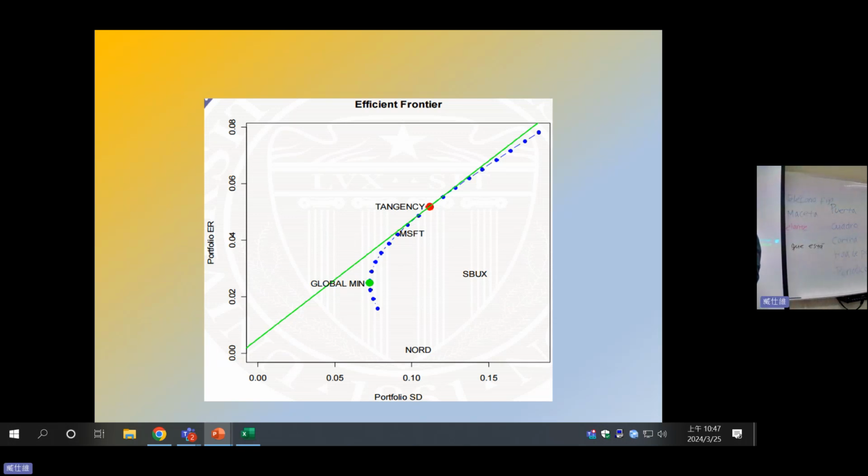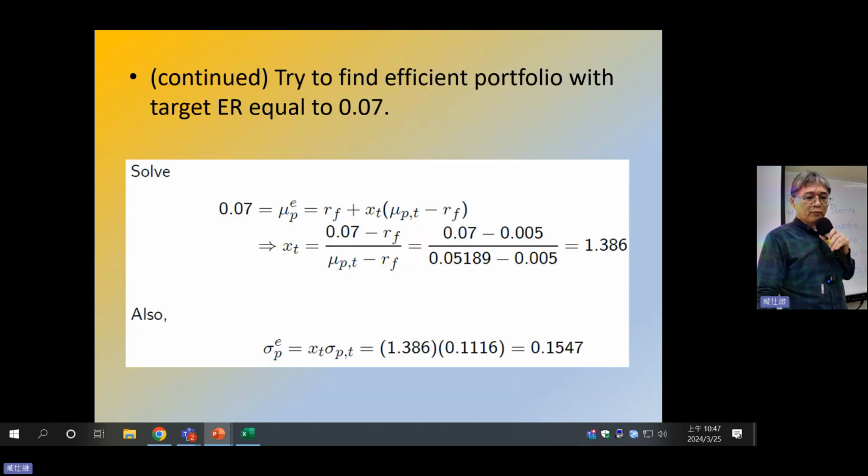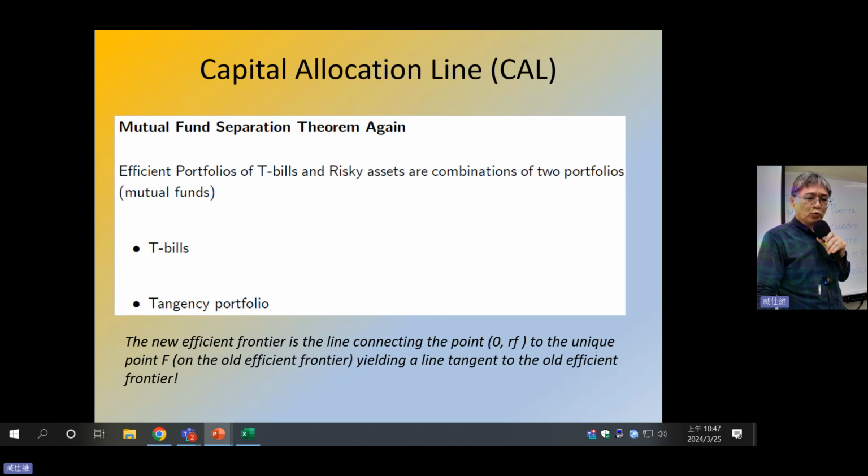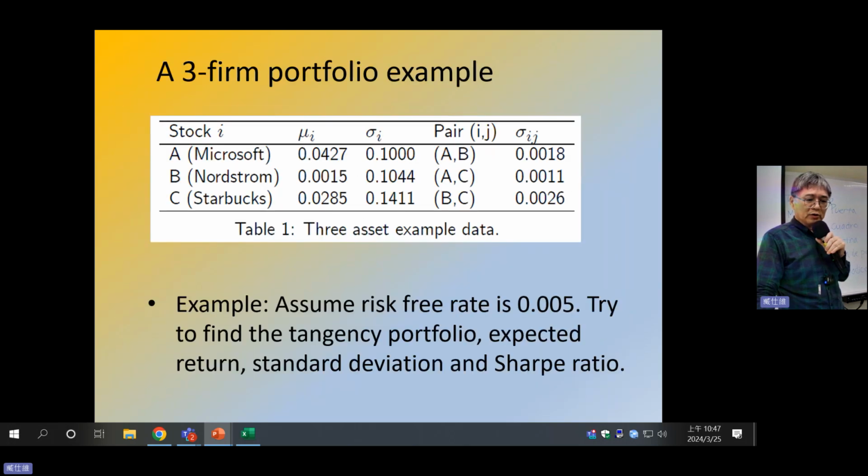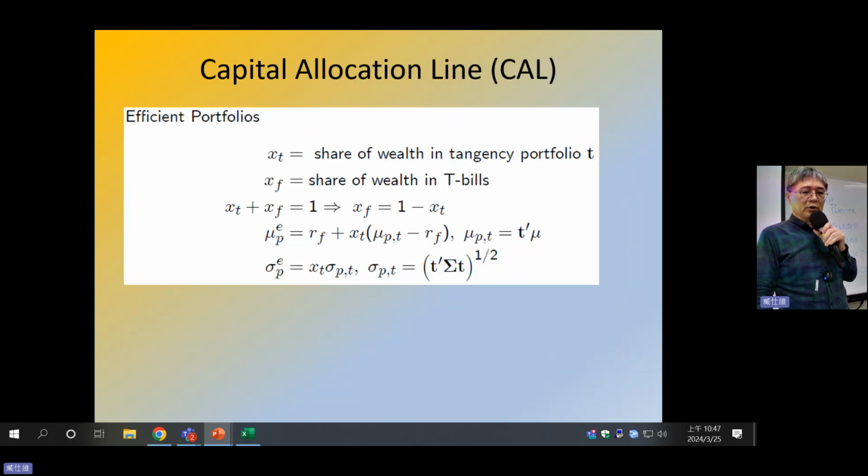We need to generate this plot, but before we generate this plot, you have to know how to find the tangency portfolio. Okay, so in previous slides, what we are doing is to find the tangency point. So here is the simple example here. Okay, so let me finish this. After we find the tangency portfolio, then we can construct the tangency line here.